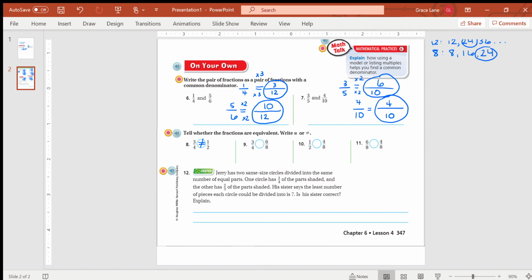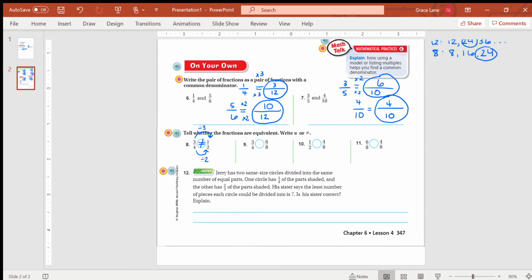Because, well, you can think of it a couple different ways, but actually, I'll show you this way. If you think about it like this, 4 divided by 2 is 2, but if you did that to the top, it's divided by 3. And so since they're not the same, they're not equal.